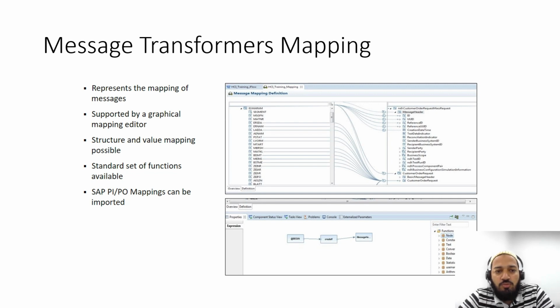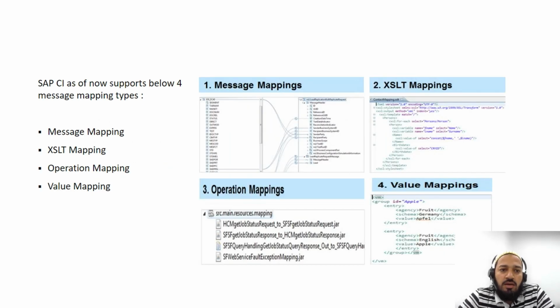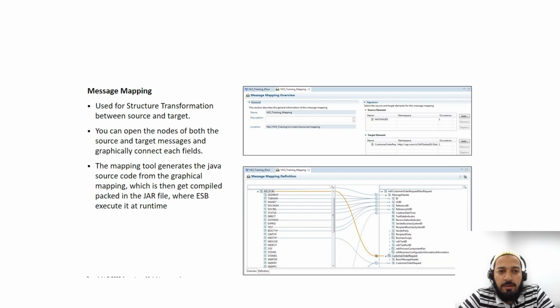Message transformers and the mappings, we have graphical representation for those mappings and editors. The structure and the value mapping is possible and a set of functions are available. PI/PO mappings can also be imported here. There are multiple mappings such as message mapping, XSLT. For operations also there is mapping available, and there is value mapping.